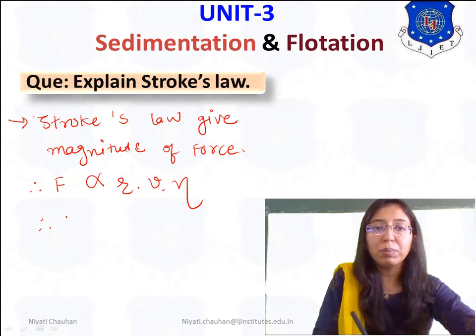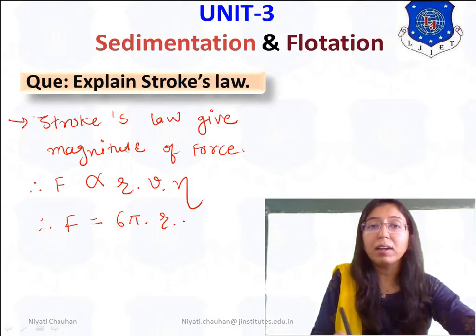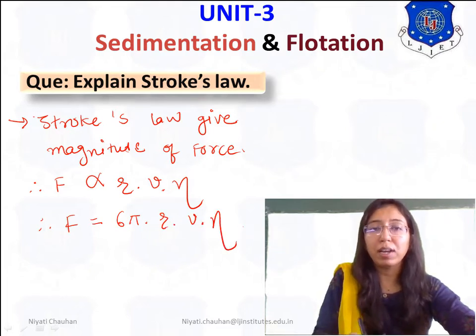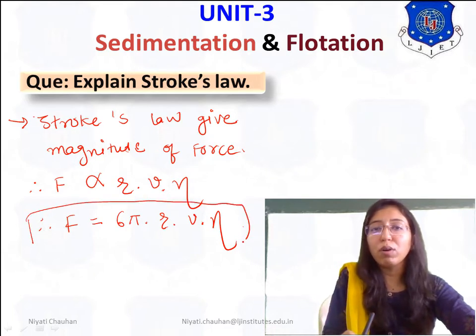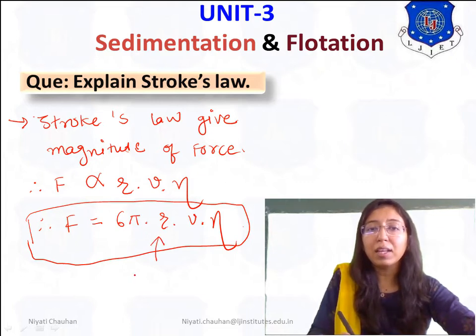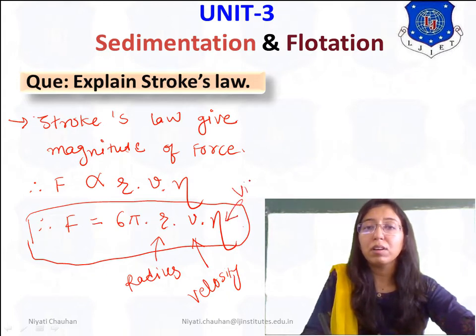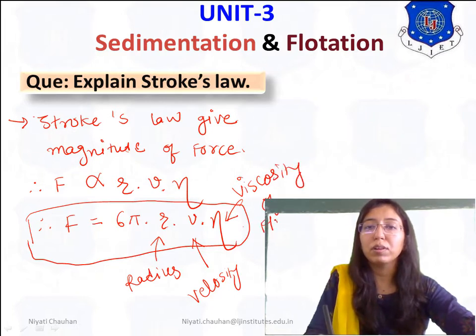Here we put one constant, and the constant is equal to 6 pi. So F equals 6 pi into r into v into eta. From Stokes law we get the equation of force, where r is radius, v is velocity, and eta is viscosity of fluid. Okay, got it?